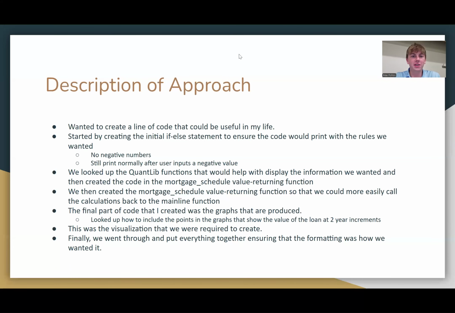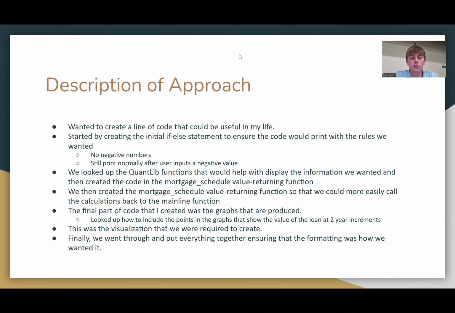All right, now taking a look at the approach that we used for this problem. We wanted to create a line of code that could be useful in our lives. Obviously, taking out loans for things like homes and cars is something we could do. So it's something we could mess around with and toss different numbers in and just see what pops out. Started out by creating the initial if-else statement to make sure that we printed the rules we wanted. Obviously, you can't get a negative loan, so we wanted to make sure no negative numbers were input into the loan value, and that it still printed normally. Didn't want to stop the code completely just because a negative value was input.